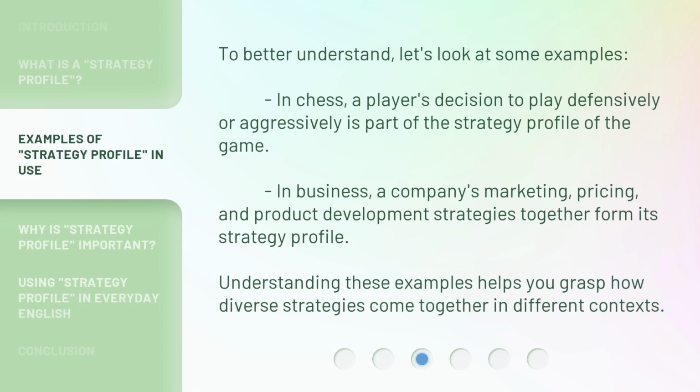To better understand, let's look at some examples. In chess, a player's decision to play defensively or aggressively is part of the strategy profile of the game. In business, a company's marketing, pricing, and product development strategies together form its strategy profile. Understanding these examples helps you grasp how diverse strategies come together in different contexts.